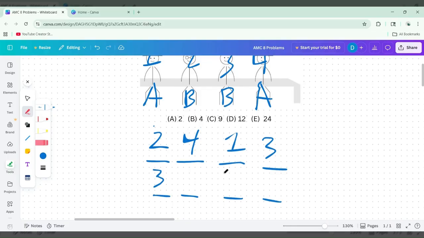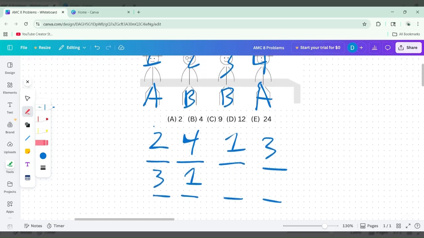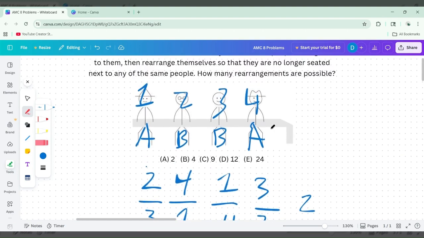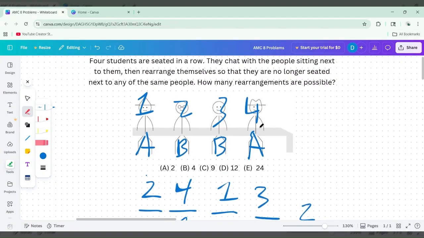So 3, that means person 1 will have to come second, and person 4 will have to come after that, and then person 2. So there are 2 arrangements that work. And obviously, an arrangement that starts with 4 won't work because it will be the same that happened with person 1 because they are the same type. So the total answer, 18.